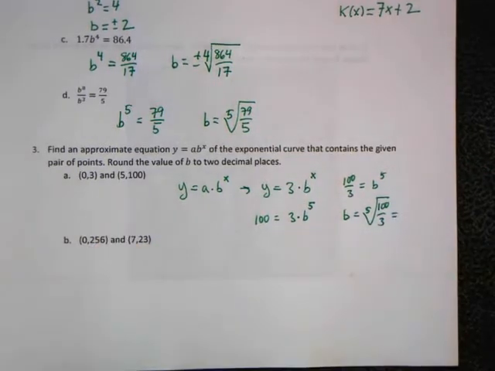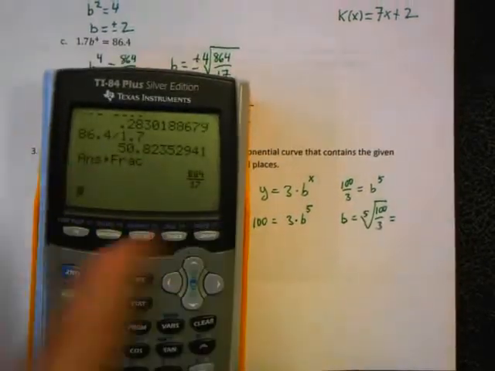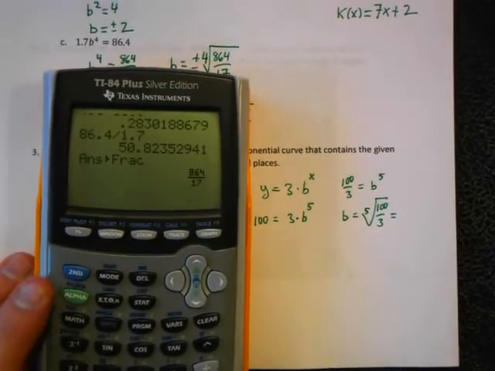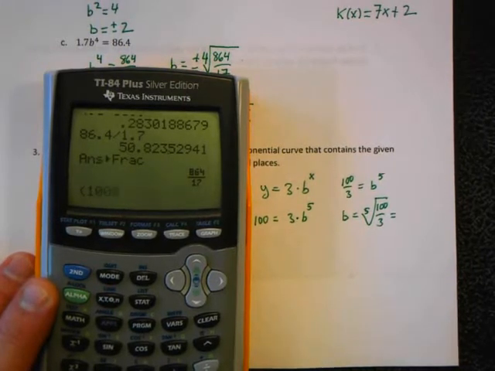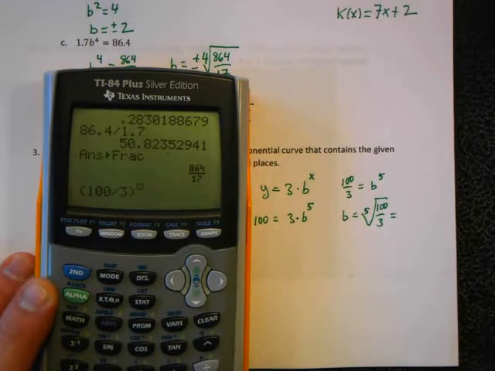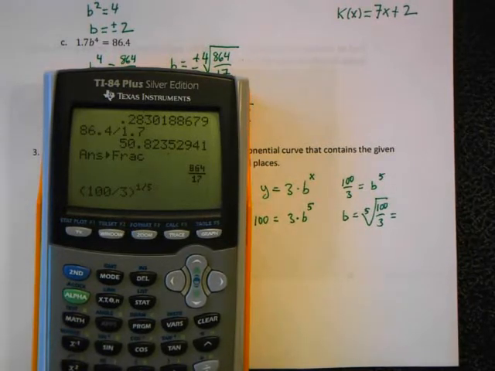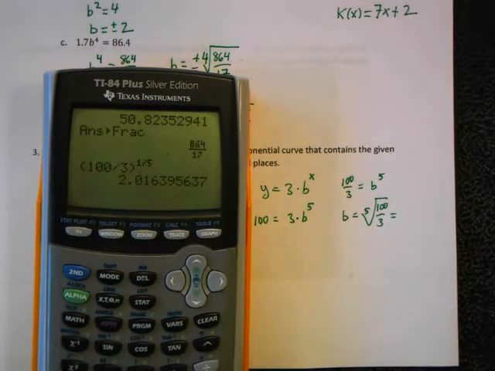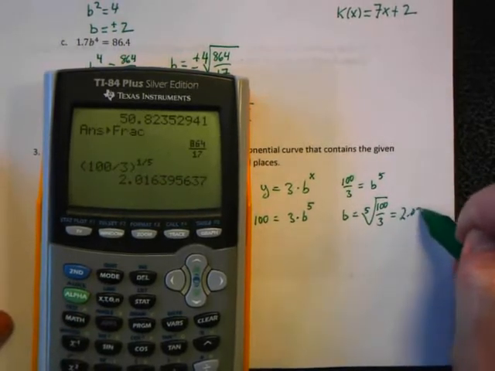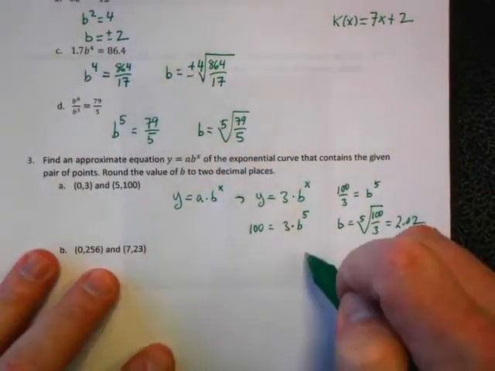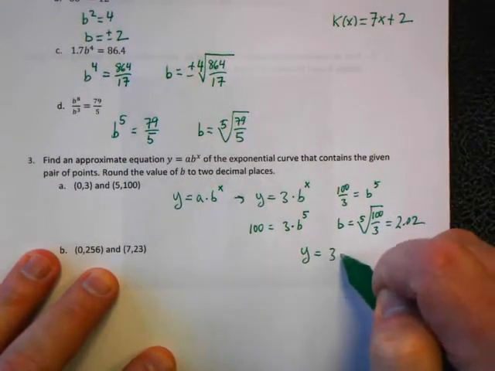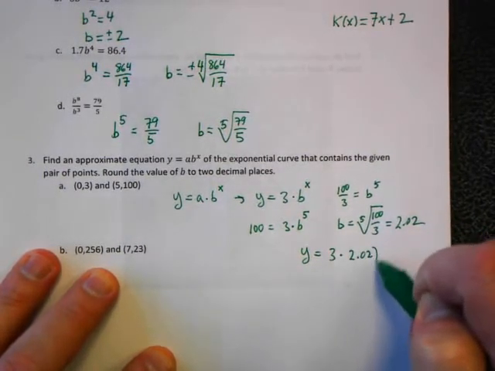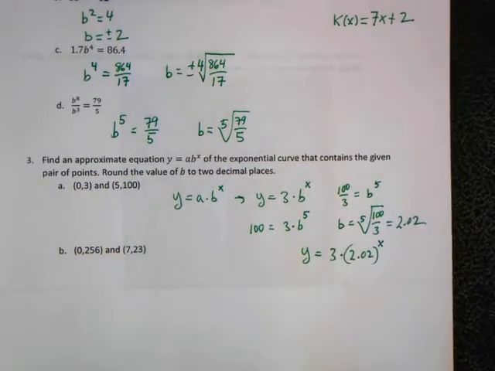And it says in here to round b to 2 decimal places. So I'm going to take my calculator. I'm going to go 100 over 3 raised to the 1/5. Instead of using 5th root, I'm going to remember my properties of exponents. A power of 1/5 is the same as a 5th root. 2.02. So our equation would be y equals 3 times 2.02 to the x.